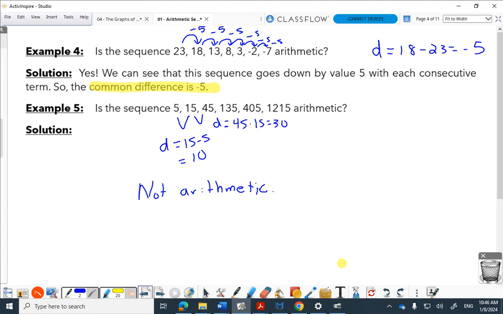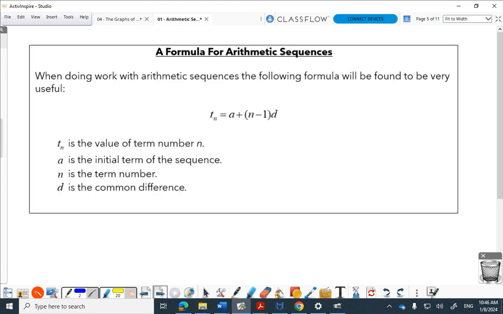So, is there a formula for this situation? The answer is a big yes. And I'll explain the formula in a second. I'll explain where it comes from. But it's a very handy formula to use. A formula for arithmetic sequences. When doing work with arithmetic sequences, the following formula will be found to be very useful. This is a handy formula. And I'm going to do some examples to show you how to use it.